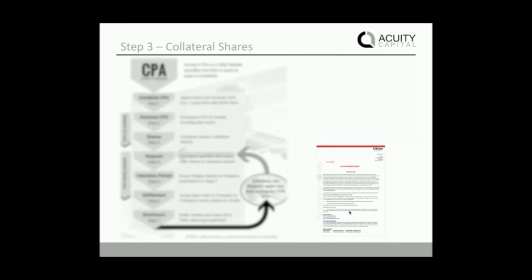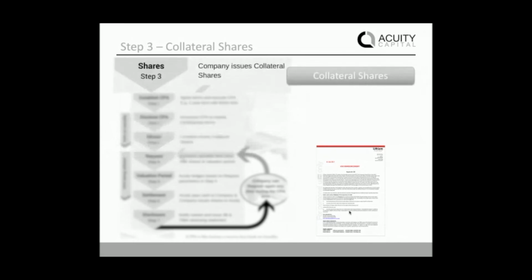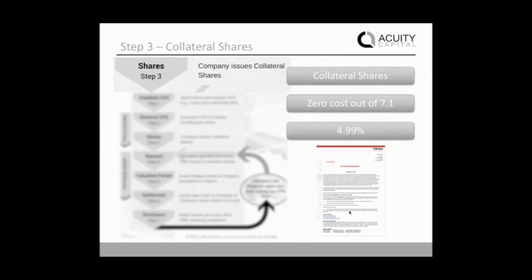For example, Lithium got one phone call about their collateral shares when they announced this. So this is stage three, and this announcement was made on the same day as the actual CPA announcement. And you can see here what the company is issuing, something which we refer to as collateral shares. Now, they're normal shares, fully paid ordinaries that the company is issuing out of 7.1 at zero cost to Acuity. And we want to take up to 4.99% of the shares on issue.